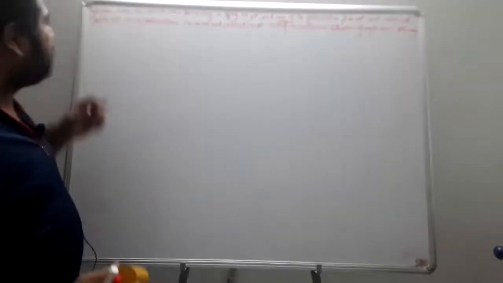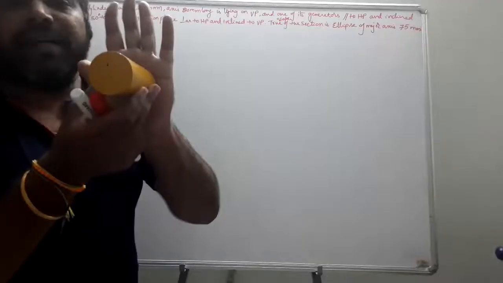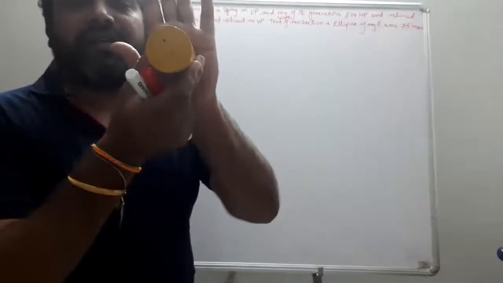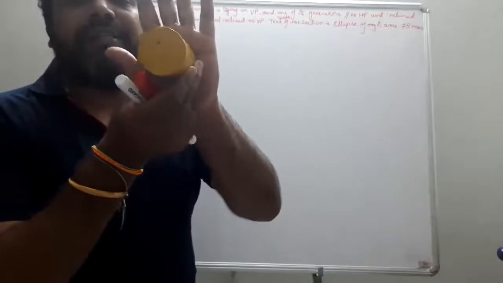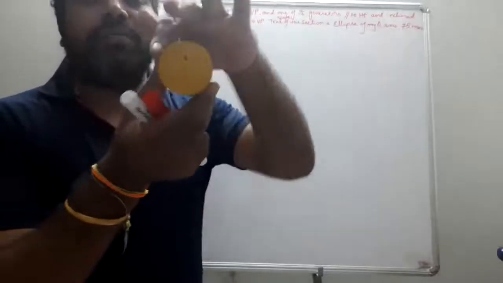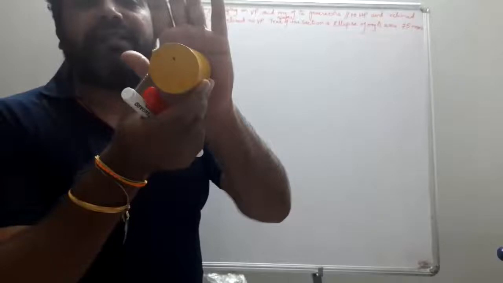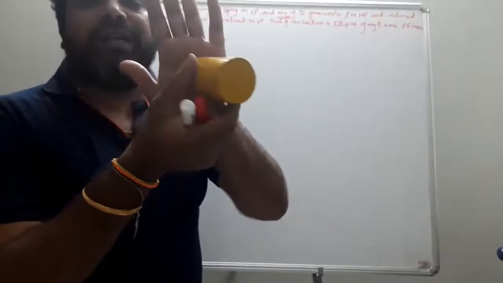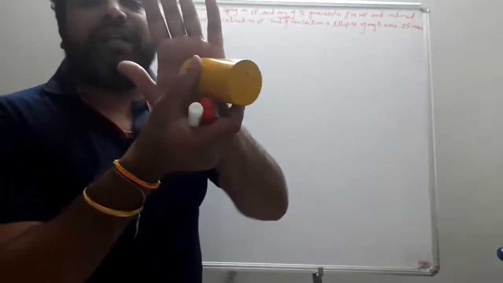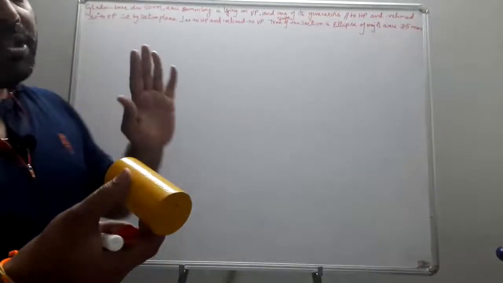So tell me first of all, what is the simple position? Base diameter axis is lying on VP. So base is lying on VP, such that one of the generators is going to be like this. This generator is tilted for an angle of 30 degrees to VP, like this.